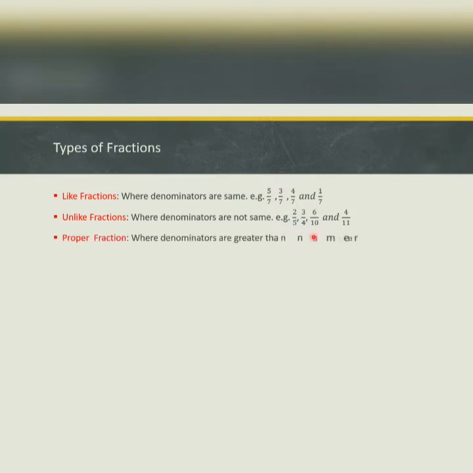Now the third one is proper fractions. A proper fraction is a fraction where the denominator is greater than the numerator. For example, 4 by 12 here. 4 is lesser than 12, or we can say that 12 is greater than 4. 6 by 10, where 10 is greater than 6. 5 by 9, 9 is greater than 5, and 4 by 17, where 17 is greater than 4.